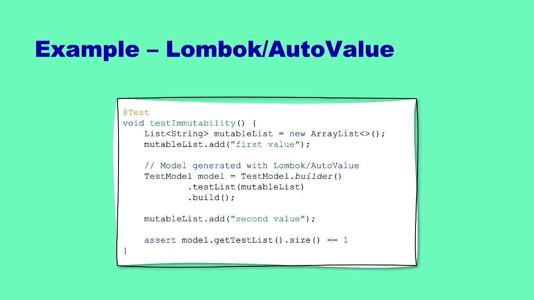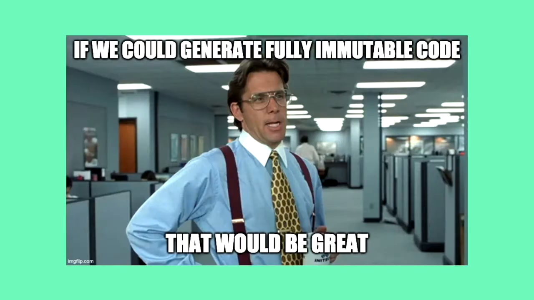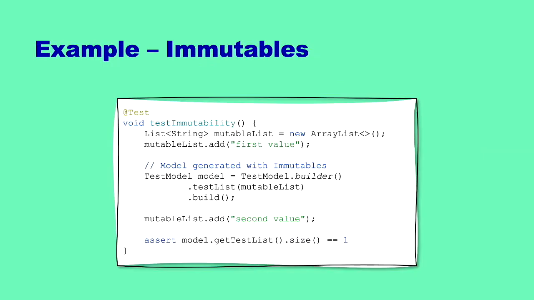Now, if we add a second value to the original list we created, and we assert that the number of elements in the class is unchanged, that is, the class list only contains one value, what do we expect? It fails, since Lombok and Autovalue only copy values in a shallow way while building the object. So this proves that even if the object itself is immutable, it can still be modified from another reference, which is dangerous. So if you could generate fully immutable code, that would be great.